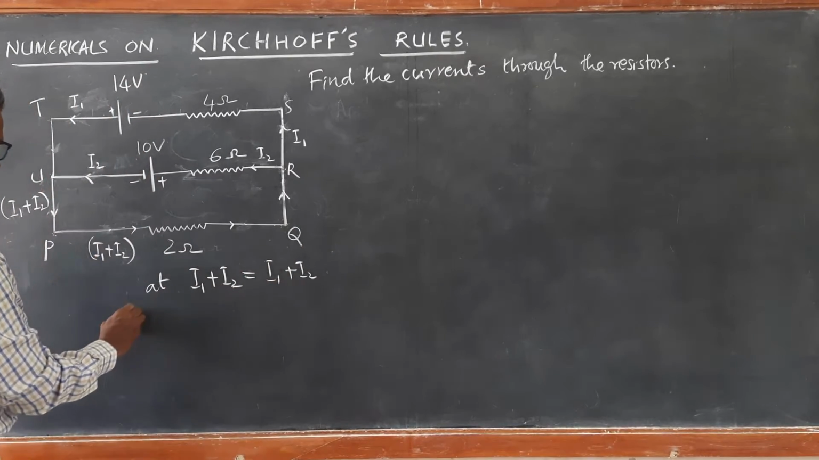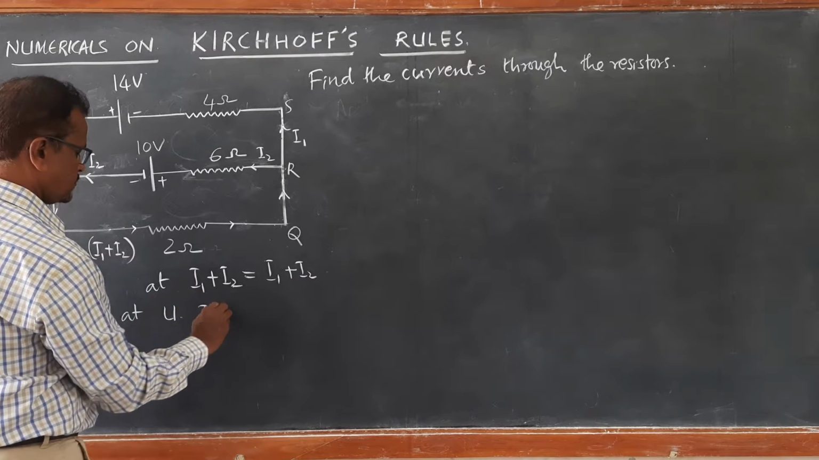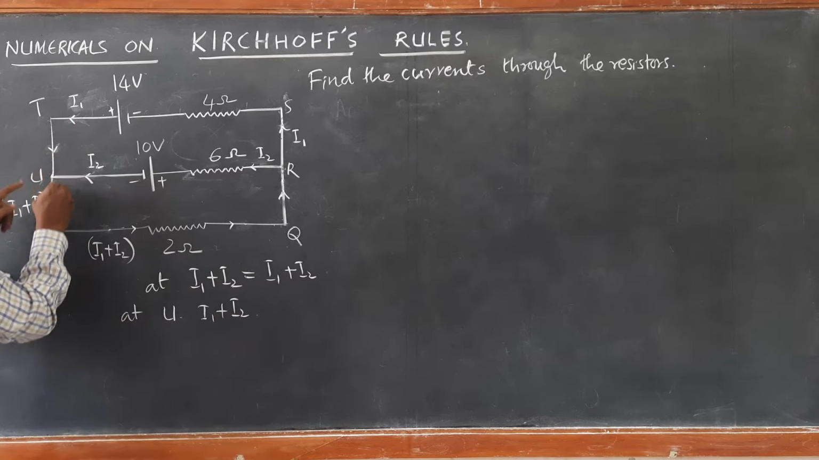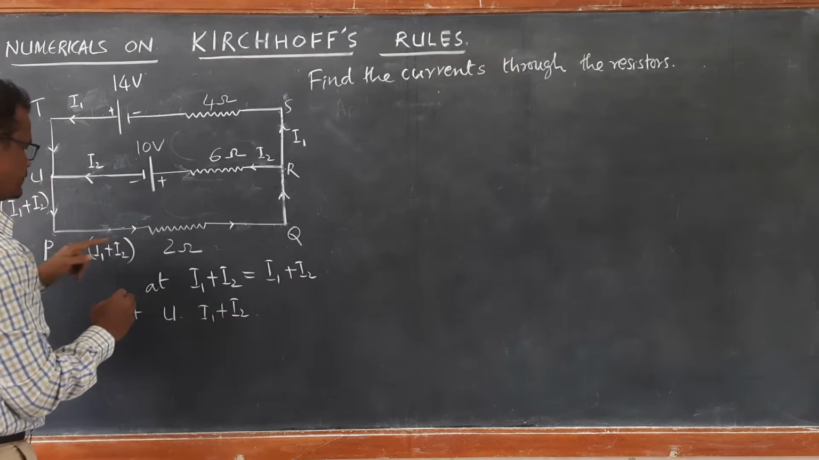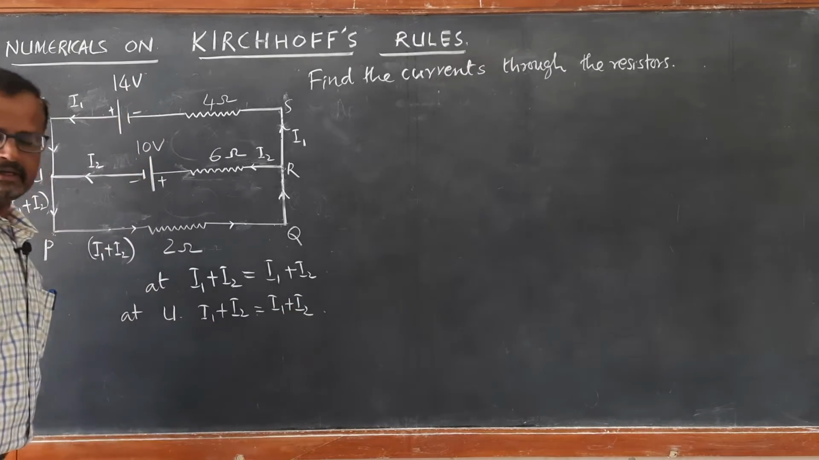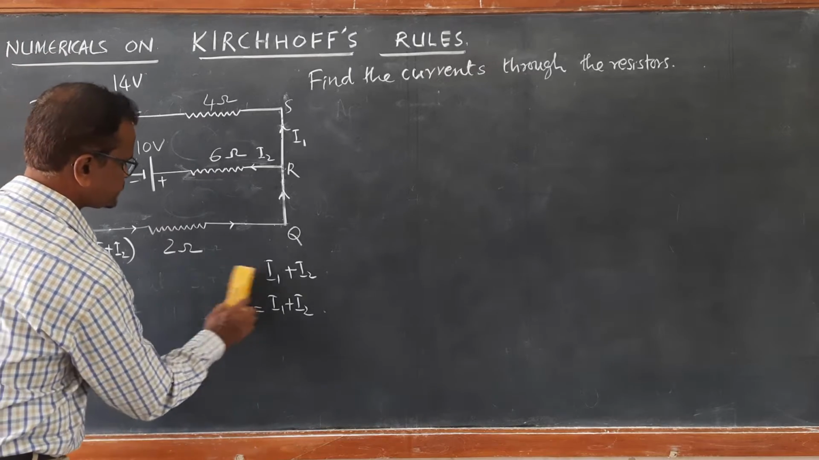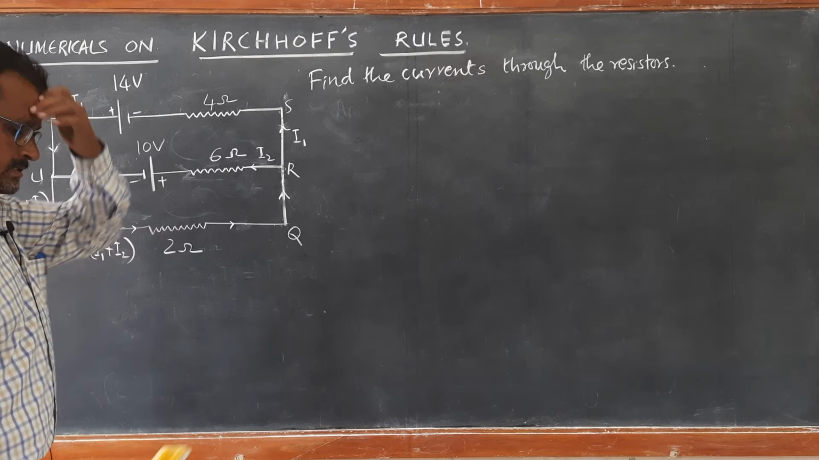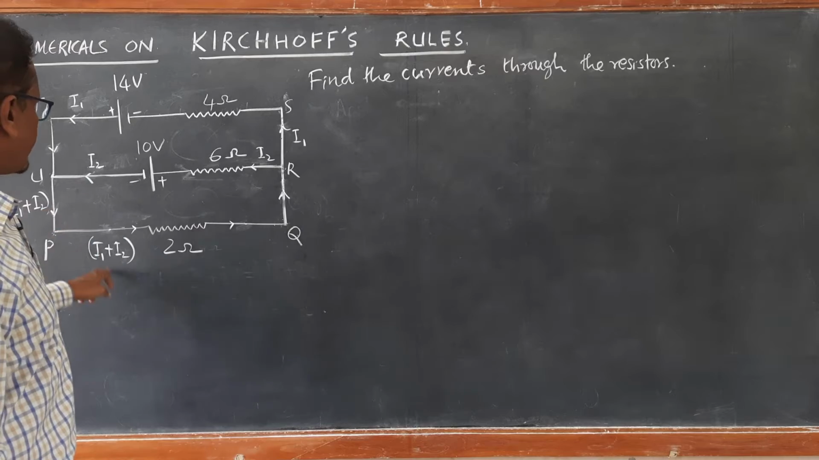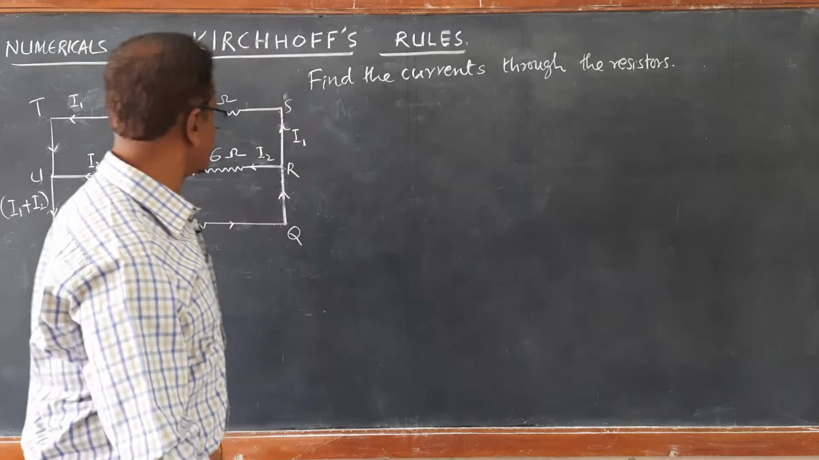So, at U you can see I1 plus I2, the currents which are joining here, and the current that is passing from U to P to Q is I1 plus I2. So, that is how one can verify the Kirchhoff's current rule. That is fine. Now, with these assumptions, let us find out the values of currents I1 and I2 and I1 plus I2. That is what the question is about. Find the currents through the resistors.